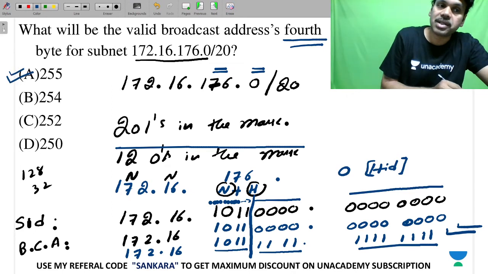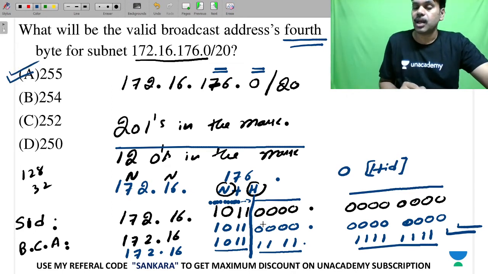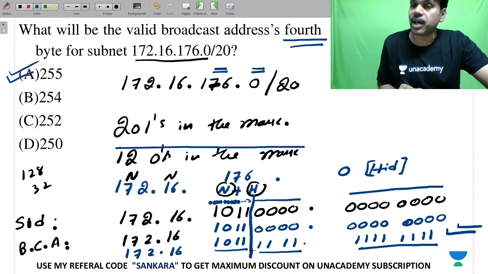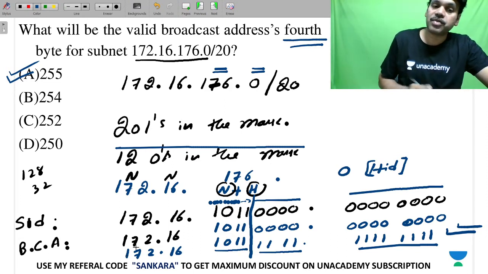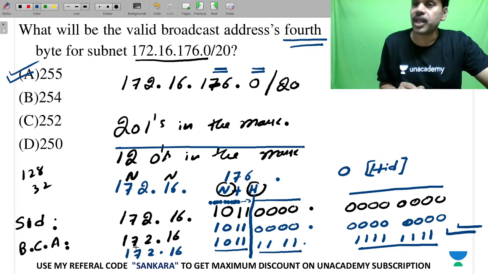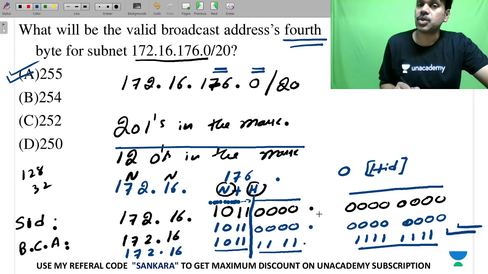The ending number is 255. And the third octet value is 191, the second octet is 16, and the first octet is 172. Your starting block number is 172.16.176.0. Don't forget that.